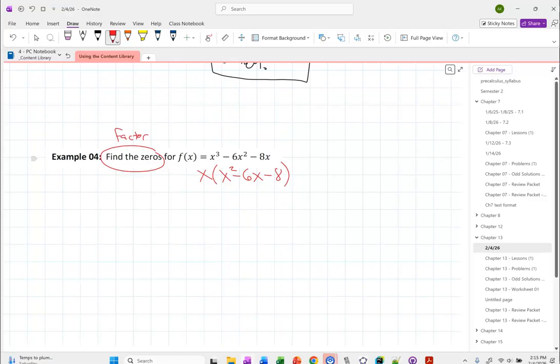We then look to see if we're in the quadratic form. Are we in quadratic form? Yes, right? After that, we look to see if the leading coefficient is 1. What's the leading coefficient here? 1. Then that tells us we should do the short factoring. So we need to look for the two numbers that multiply to give us -8 and add to give us -6.